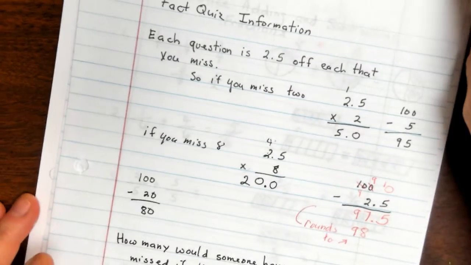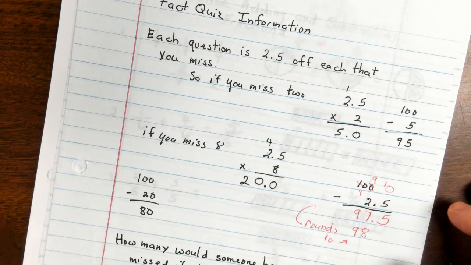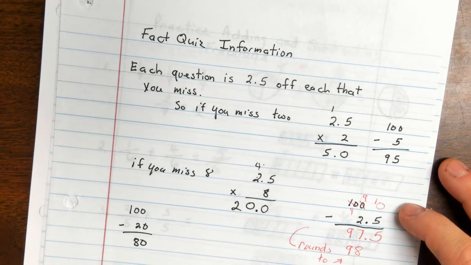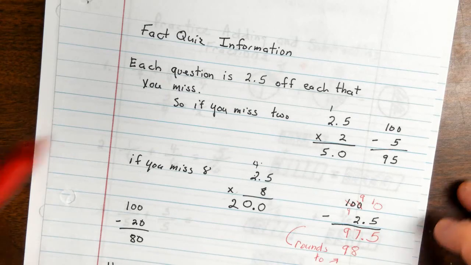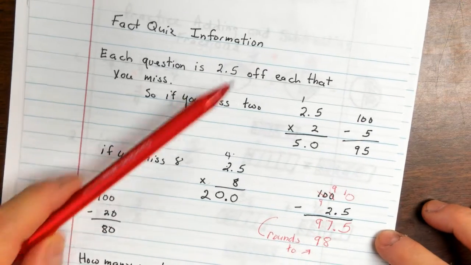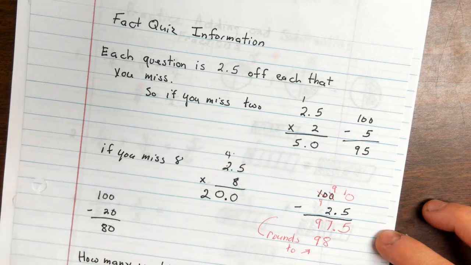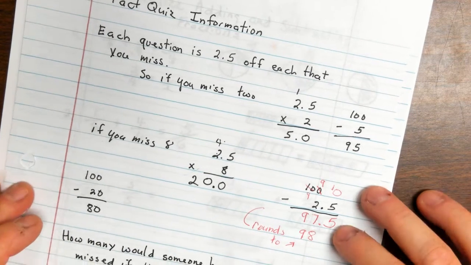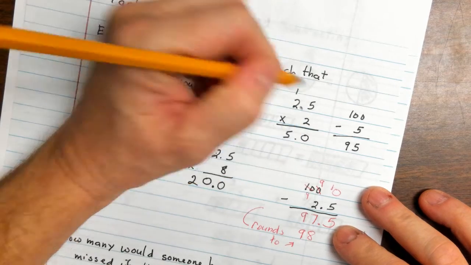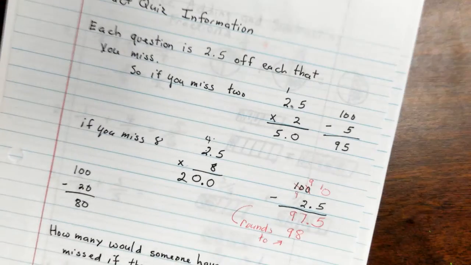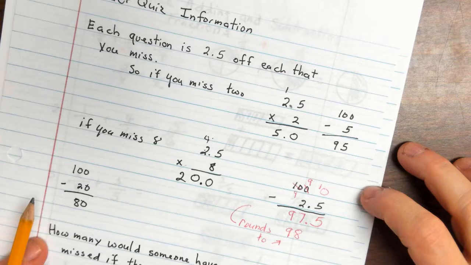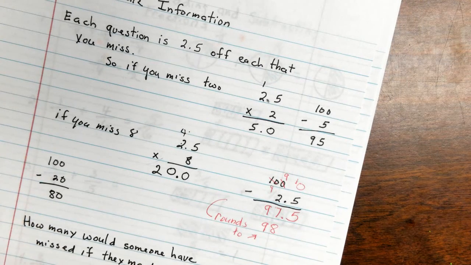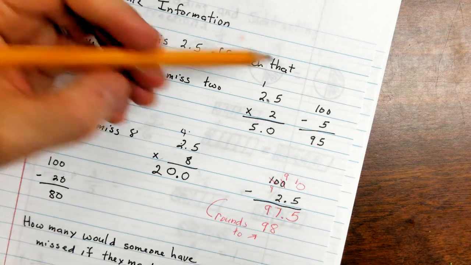Something that we have been discussing about our facts quiz is that each question is 2.5 points off for each one that you miss. Okay, so if you miss 2 questions, it would be 2.5 times 2. Now, we have not covered multiplying with fractions. Let me make this decimal point a little larger. We have not covered multiplying with decimal points in 4th grade, but let's go over this so you can figure out how your grade is arrived at.